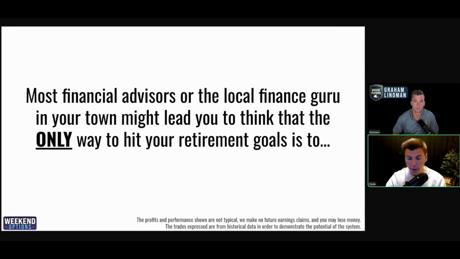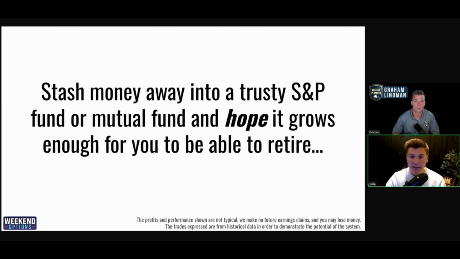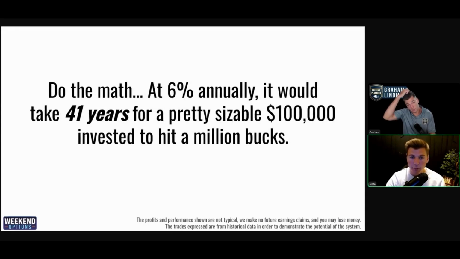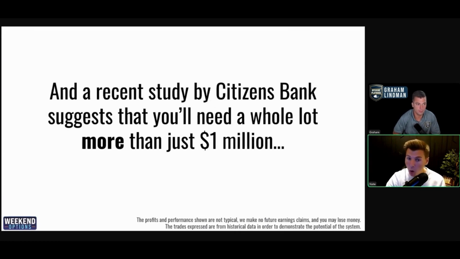Most financial advisors or your local finance guru might lead you to think that the only way to hit your retirement goal is to stash away money in the trusty S&P, which, no offense to the S&P, is great, or mutual funds, and then just hope that you have enough time and good enough returns where you can retire. Just cross your fingers and hope for the best. But unfortunately, that's really not getting the job done anymore for most people. And we heard so many stories recently of people saying exactly this. At 6% annually, it's going to take you 41 years to turn $100,000 into $1 million where you can hopefully retire. And by the way, you probably can't.